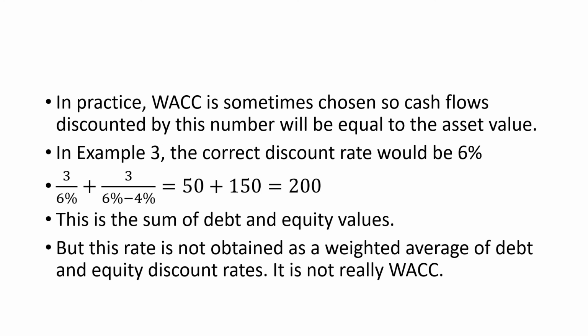In practice, WACC is sometimes chosen so cash flows discounted by this number will be equal to the asset value. In example 3, the correct discount rate would be 6%. 3 over 6% plus 3 over 6% minus 4% equal to 50 plus 150 equal to 200. This is the sum of debt and equity. But this rate is not obtained as a weighted average of debt and equity discount rate. It is not really WACC.